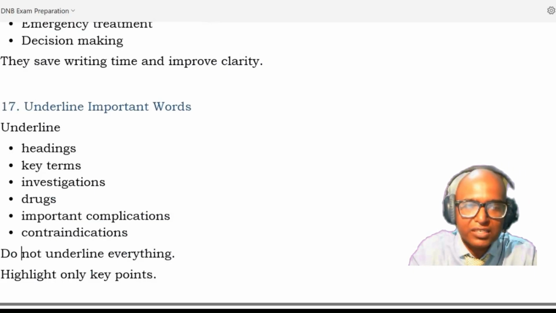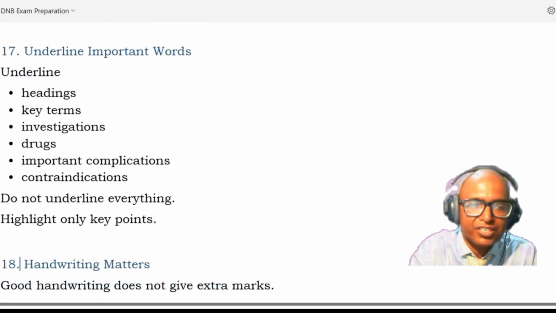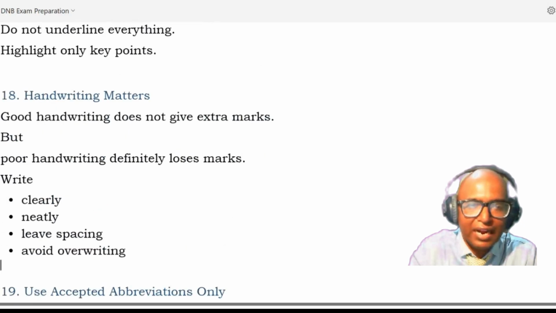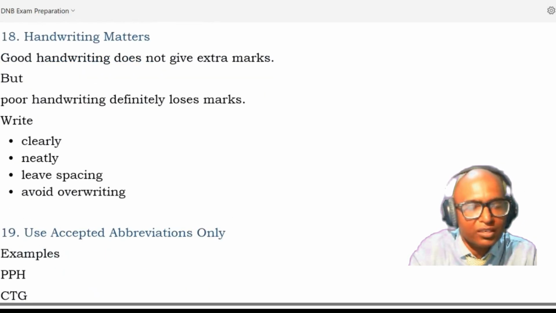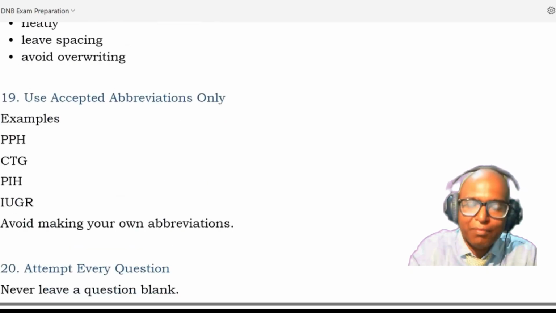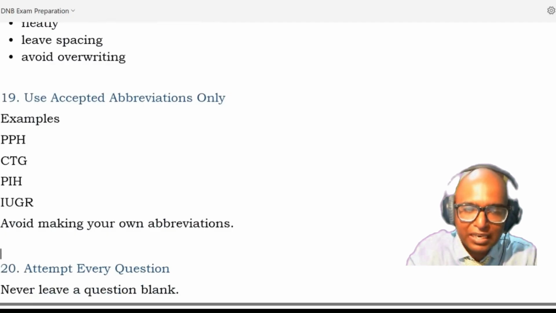Then underline important words like headings, key terms, investigations, drugs, etc. Do not underline everything. Highlight only key points. Your handwriting matters. Good handwriting does not give you extra marks, but with poor handwriting, you will lose marks. So write clearly, neatly, leave spacing, avoid overwriting. You can use accepted abbreviations like PPH, CTG, IUGR, etc. Don't use your own short forms. Whatever is standard, universally acceptable abbreviations, you can use.